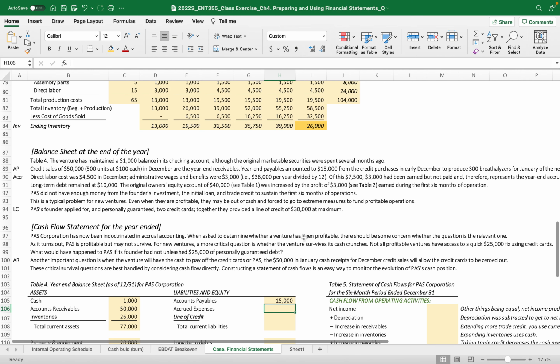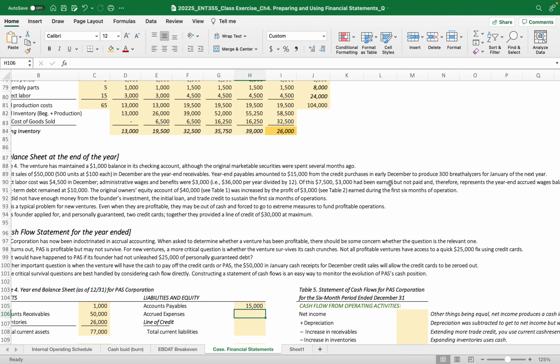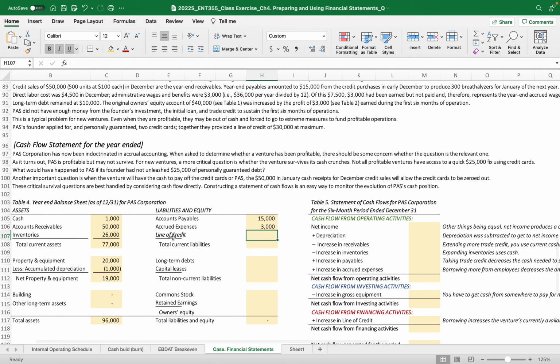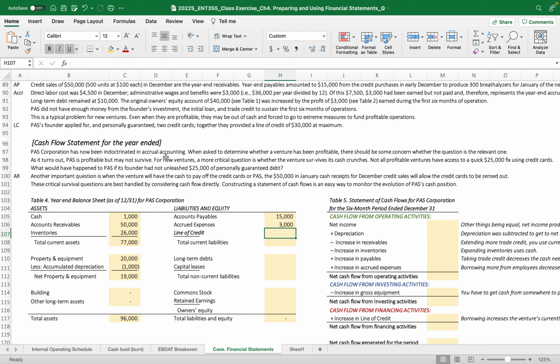Accrued expense also, we have an assumption here. How much is that? 3,000 had been earned but not paid yet, right? Therefore it represents the year-end accrued wages balance. So accrued expense is also a liability until the payment, based on accruals. Here, line of credit is one of the big borrowing tools. But here the question is what would have happened if its founder had at least $25,000 of personally guaranteed debt. Okay, so the company might need the line of credit, right?